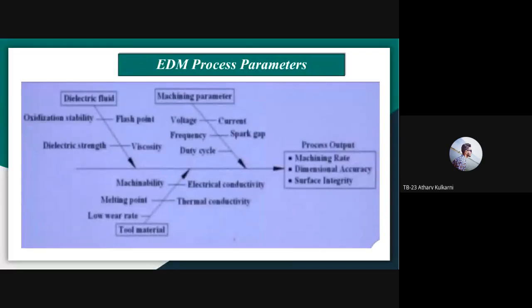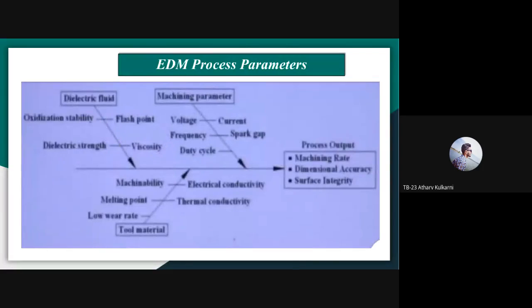Now, which are the different input process parameters? First is the dielectric fluid. This dielectric fluid affects the performance of the EDM process. In that dielectric fluid, the strength, the viscosity of the fluid, the flash point, and the oxidation stability of the dielectric fluid, all these properties or parameters will affect the performance of the EDM process.